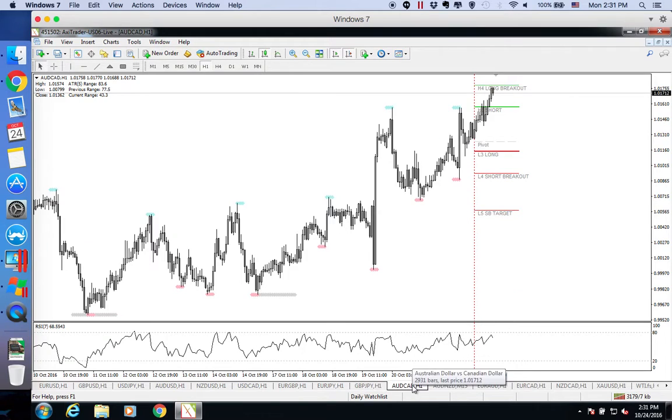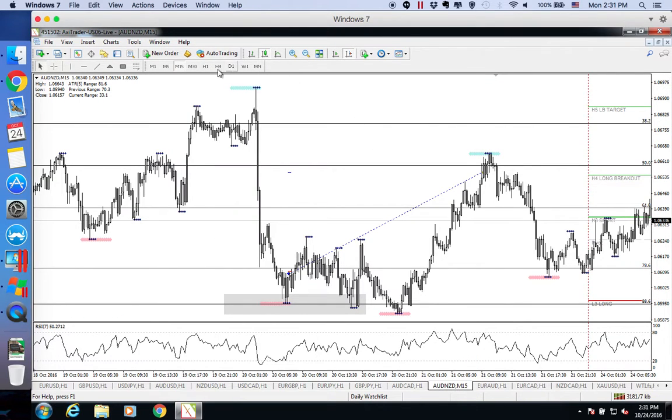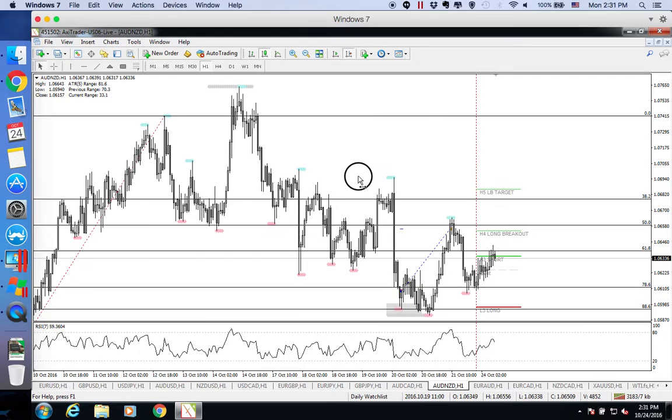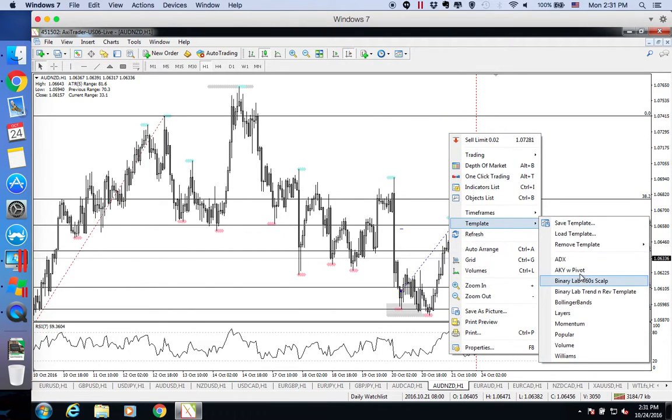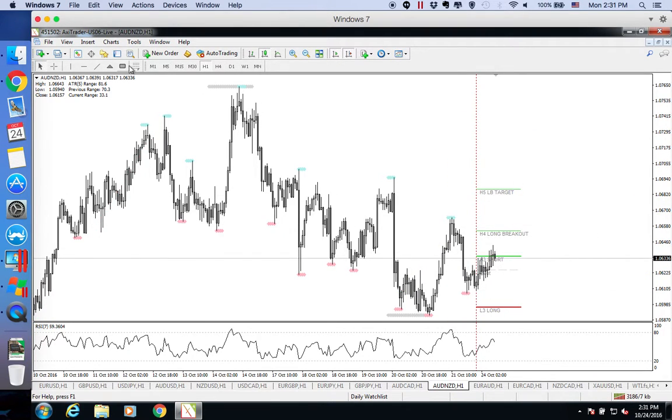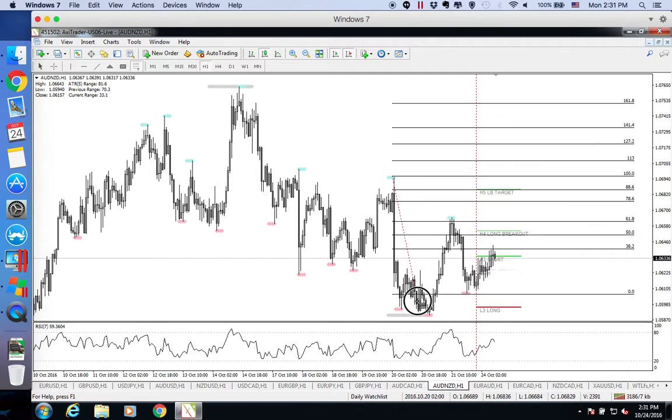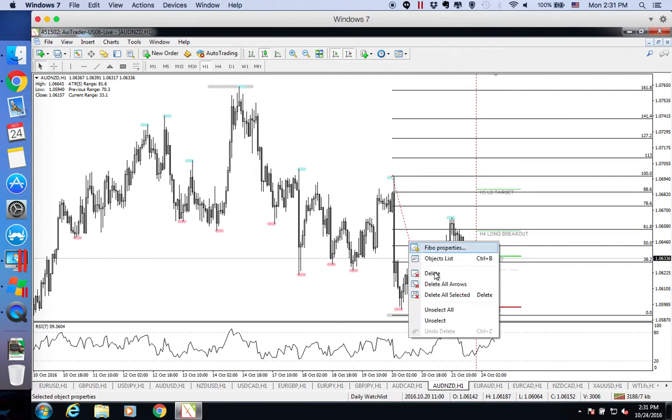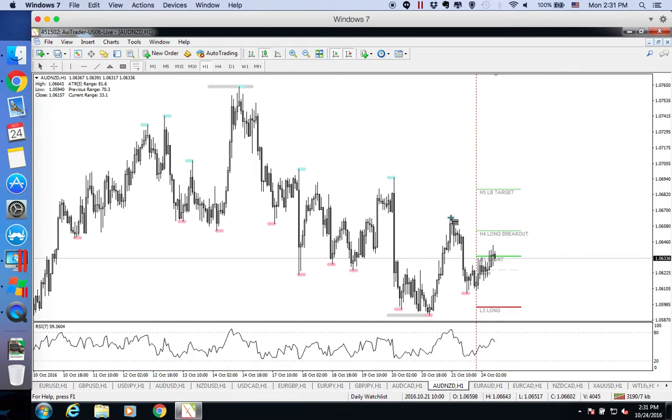Pound yen, nothing as well. Aussie Canadian, nothing. Right. Okay. Aussie Kiwi, we do have a potential one. Actually, in fact, we do have two. One of it is a sell level. One of it is a buy level.